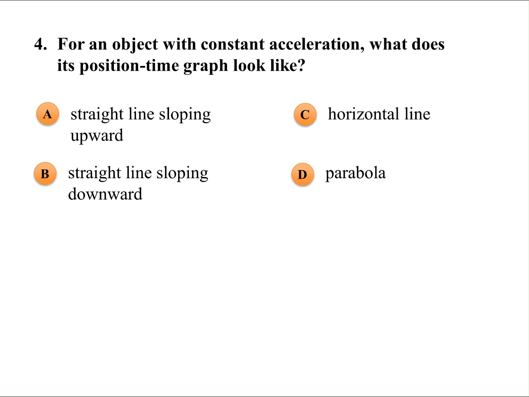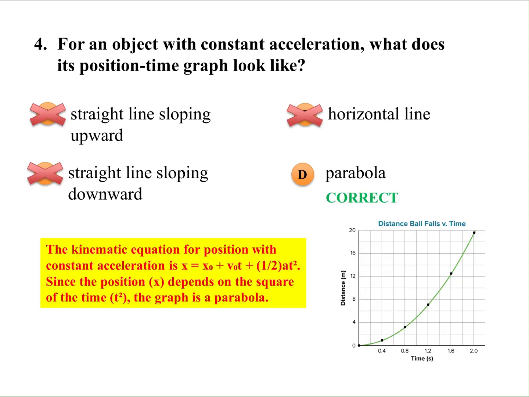For an object with constant acceleration, what does its position time graph look like? Of course, it's a parabola, because the position depends on the square of time, so the graph is a parabola.